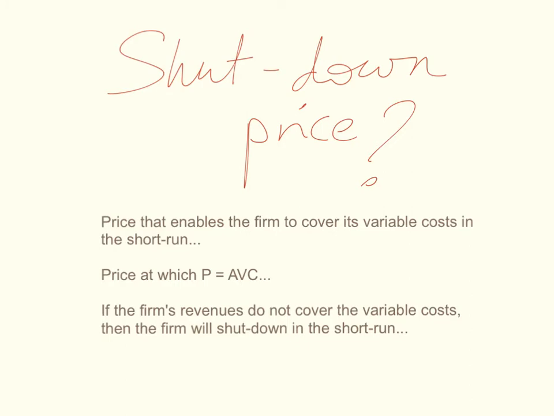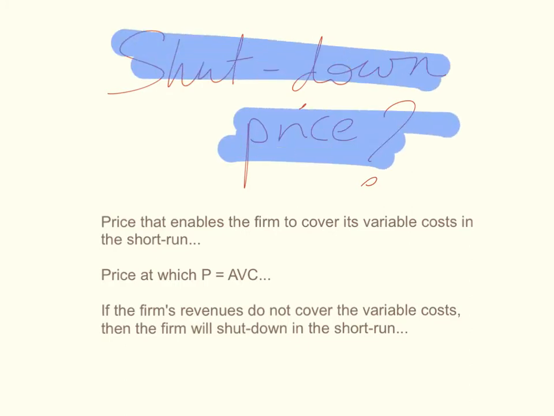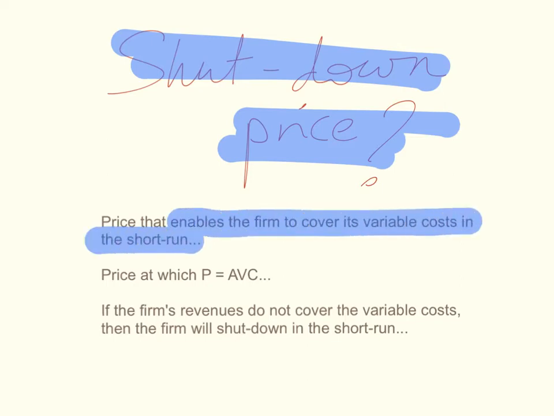Another important concept is the concept of the shutdown price. Now this applies in the short run. Remember, the break-even price applies in the long run. The shutdown price applies in the short run. This is the price that enables the firm to cover its variable costs in the short run. This is the price where P equals AVC, price equals average variable cost.